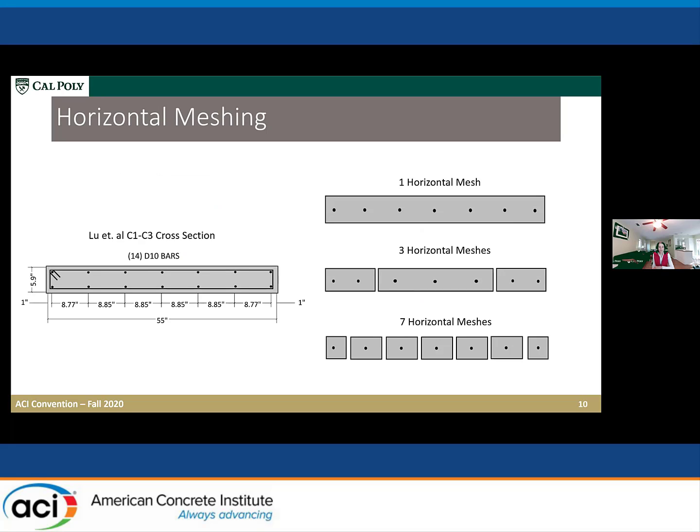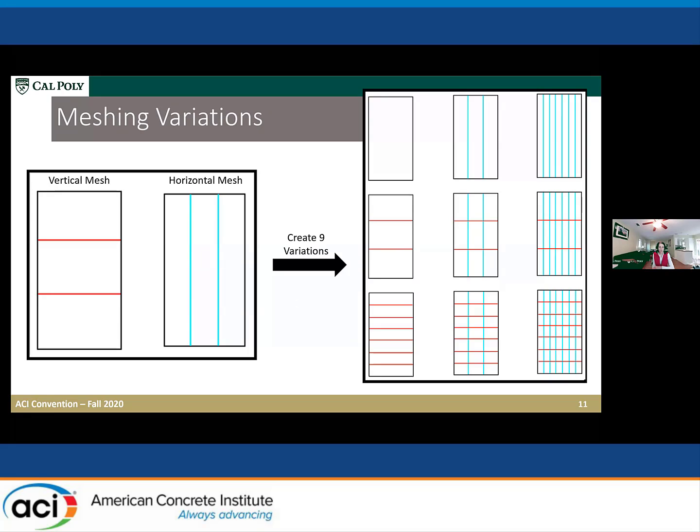In terms of horizontal meshing, you can see the cross-section for the LU C1 wall that we're focusing on the left, and you can see that in PERFORM-3D, it's possible to break up the cross-section of a wall geometry to lump rows of steel into a steel fiber and place it within a concrete fiber. And the students were able to do that with 1, 3, and 7 horizontal meshes. They also explored 1, 3, and 7 vertical meshes for a total of 9 variations that were investigated.